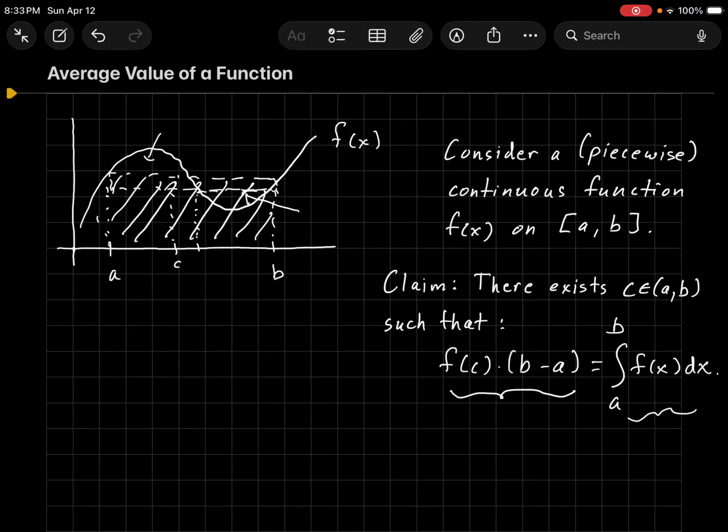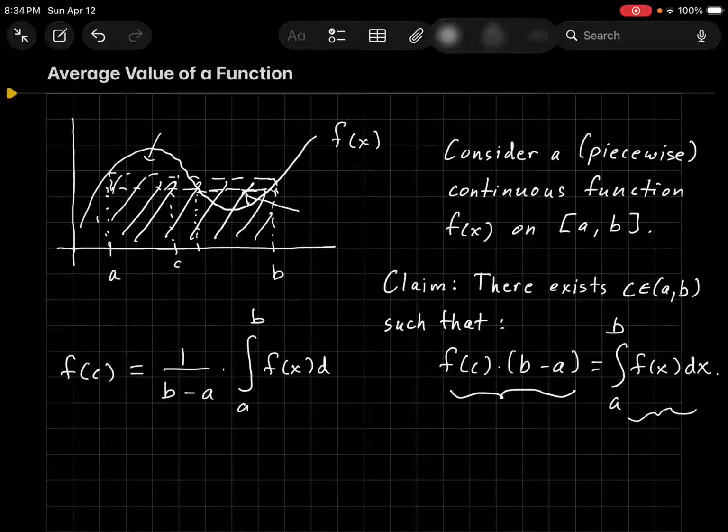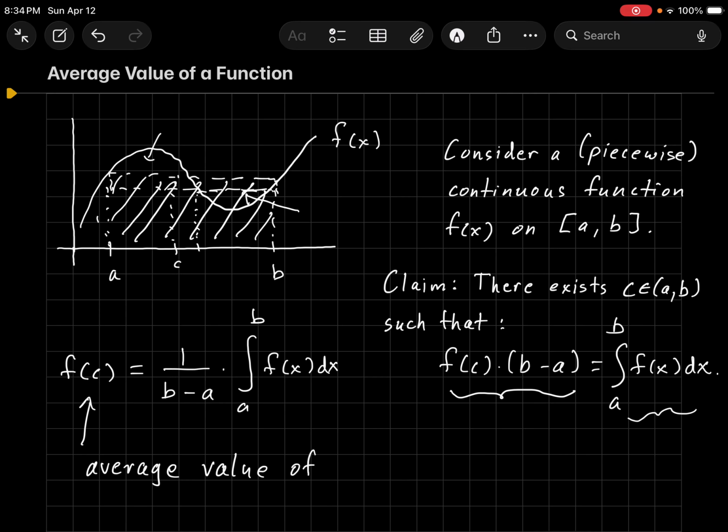Because if that is a true statement, then we can say f of c equals what? Well, dividing both sides by b minus a, we get 1 over b minus a times the integral from a to b of f of x dx. And so f of c is called the average value of the function on the interval a to b.